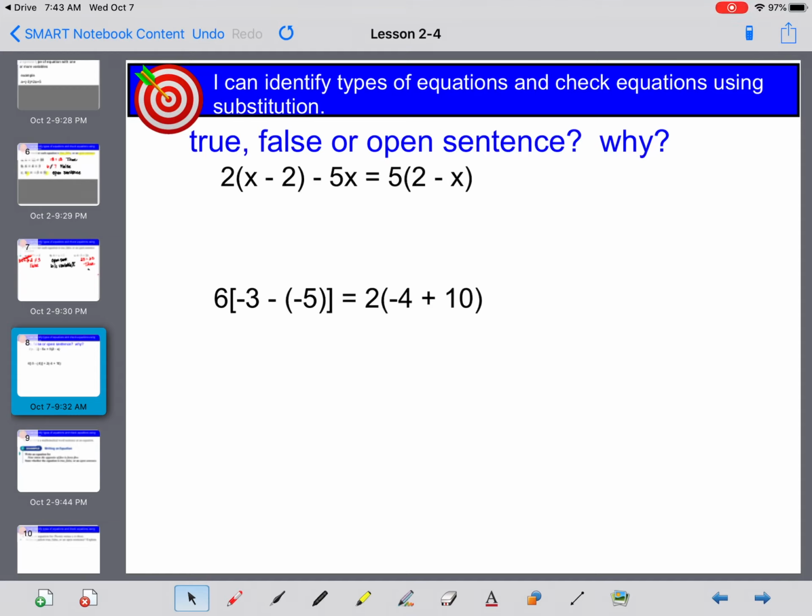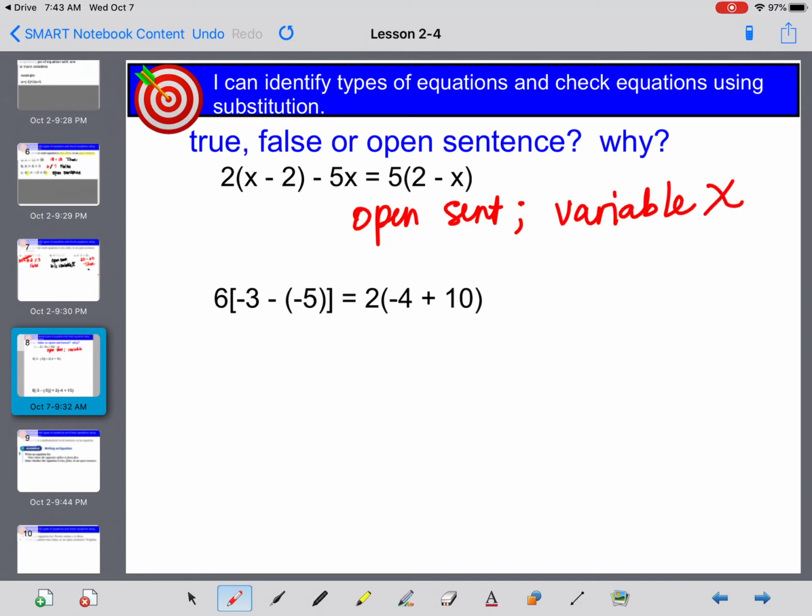All right, give these 2 a try. Pause the video, work the problem, and then come on back to compare. This one is an open sentence because of the variable x. The next one requires me to solve both sides. Whenever I see an equal sign, I like to draw a line down it so that I don't confuse that this is really like solving 2 separate math problems and comparing the answers.